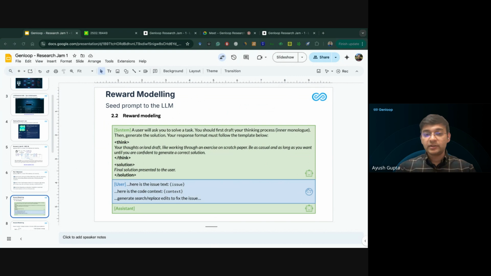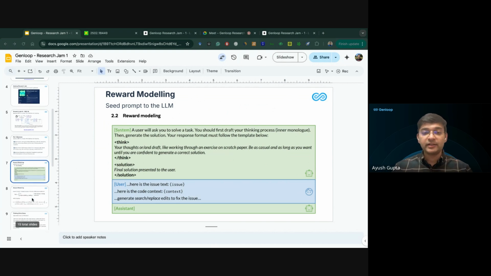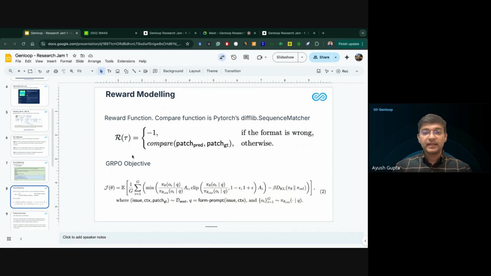The user would give the issue, basically maybe the GitHub issue and supporting text that highlights what is the problem that they are facing, the code context, which are supporting files or things that are able to give the context of how the code has to be changed, and any edits to fix the issue or any instructions to fix the issues. And the assistant would then go on and generate the reasoning inside the thinking tokens and the solution. That is how the instruction to the LLM is.